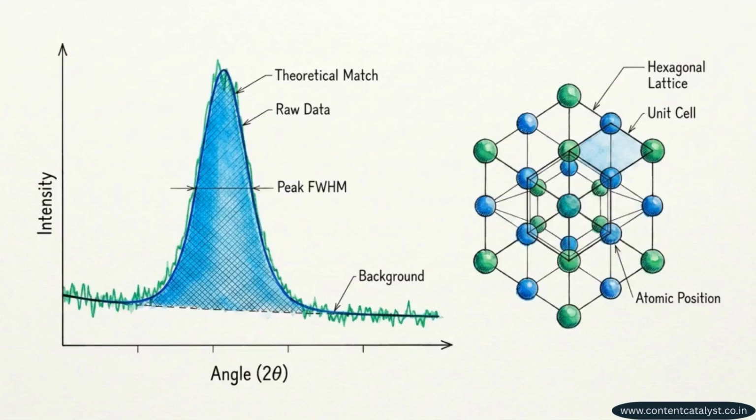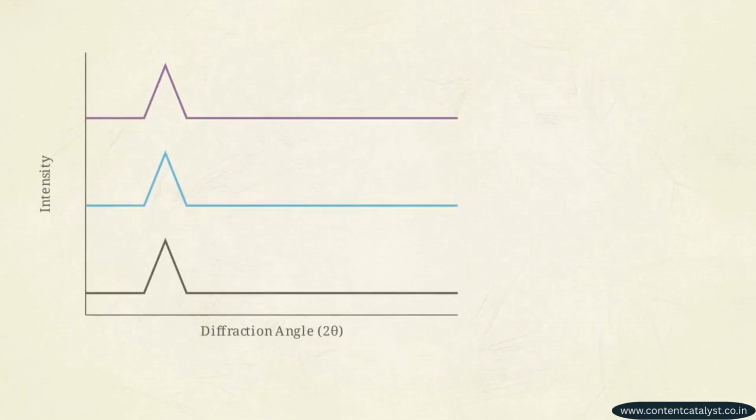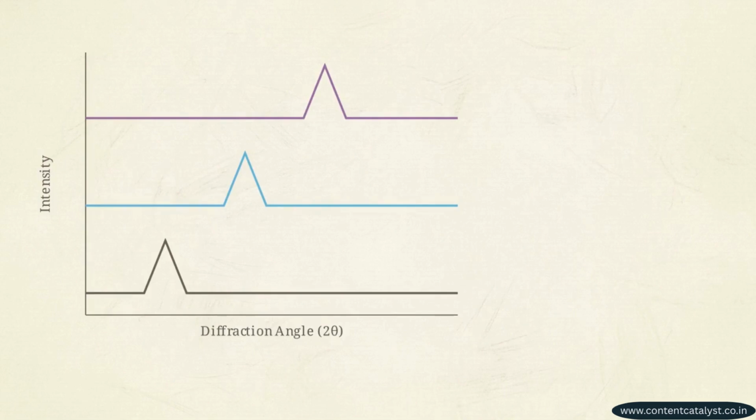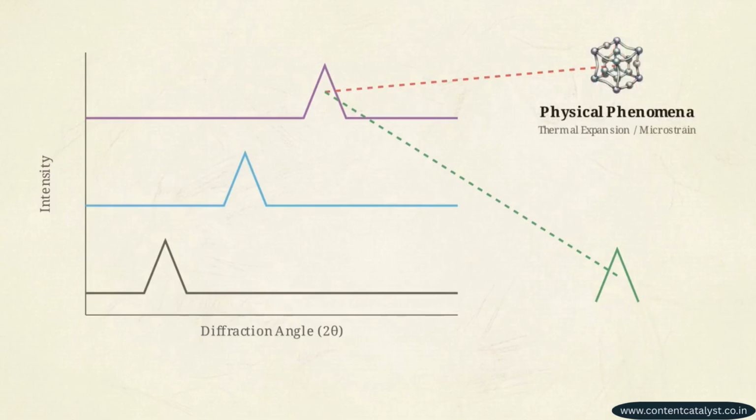In a working lab, you rarely analyze a single scan. You compare dozens of them. When you overlay those patterns, you frequently see slight shifts in peak position along the x-axis. The danger lies in interpreting that movement. You must separate mechanical error from a shifting lattice, splitting data into two paths. One is true physical phenomena, like thermal expansion genuinely moving peaks. The other is artifacts, where hardware misalignment produces the exact same visual movement.